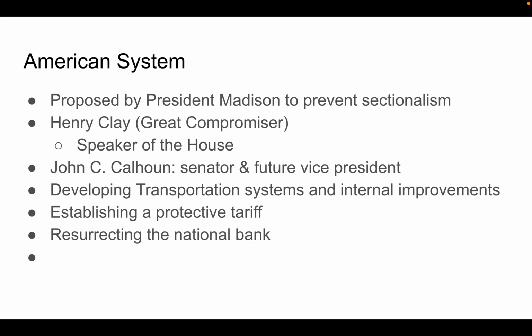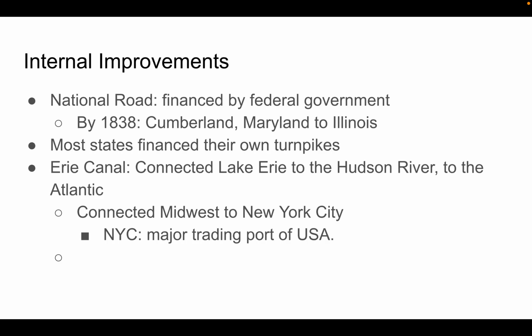John C. Calhoun, who we mentioned with that quote earlier on, is a future vice president and a senator at this time. And Calhoun's interesting because as time goes on, he gets more and more focused on his section. But at this time, earlier on in his career, he is trying to help the nation as a whole. And so what this American system does is it does three things. It improves and develops transportation systems, it establishes a protective tariff, and it recreates the national bank that had been allowed to expire, that was created by Alexander Hamilton.